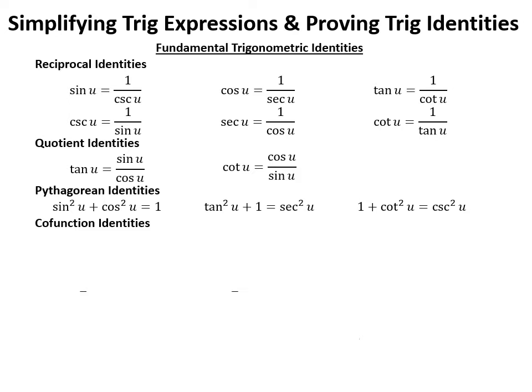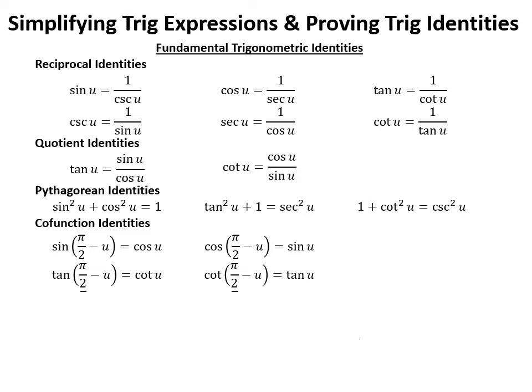The cofunction identities, which is basically talking about if we have them in a right triangle, if I have the sine of 90 minus u, that'll equal the cosine of u. If I have the cosine of 90 minus u, that'll equal the sine of u. But these are both written with the 90 degrees in radians, which is pi over 2. Tangent of 90 minus u is cotangent of u. Cotangent of 90 minus u is tangent of u. Secant of 90 minus u is cosecant of u, and cosecant of 90 minus u is secant of u.